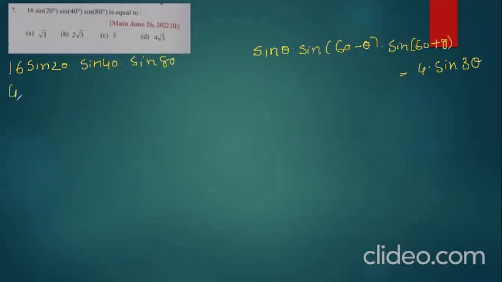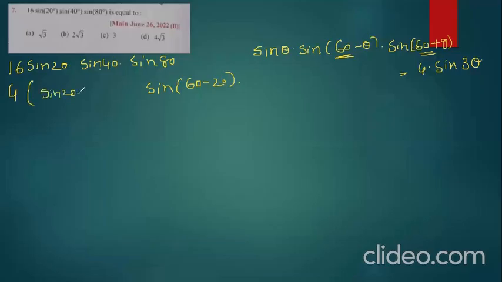So I can write this as 4 into 4 sine of, because I have to get in terms of 60s. So I am writing this as 60 minus 40. Similarly, I can write this as 60 minus 20. This sine 20, I'll keep like that. I have to keep sine 20 like that.